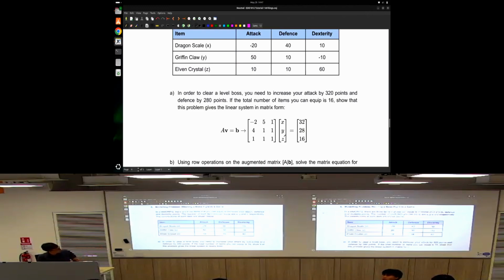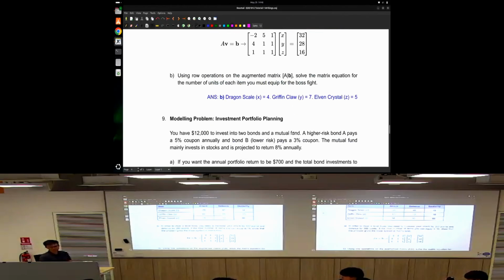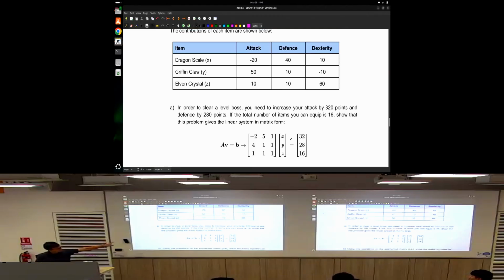So the number of items you can equip is 16, you cannot equip forever, okay? So show that the problem gives the system in matrix form given here. This is an example of what you will get in your midterms. When I say example, it means part A, I ask you to show the system that you will get. From here to here is mathematical modeling. If you cannot get it, then you just lose the marks for part A. Part B is solving. So at least you should be able to solve even when you cannot do the modeling.